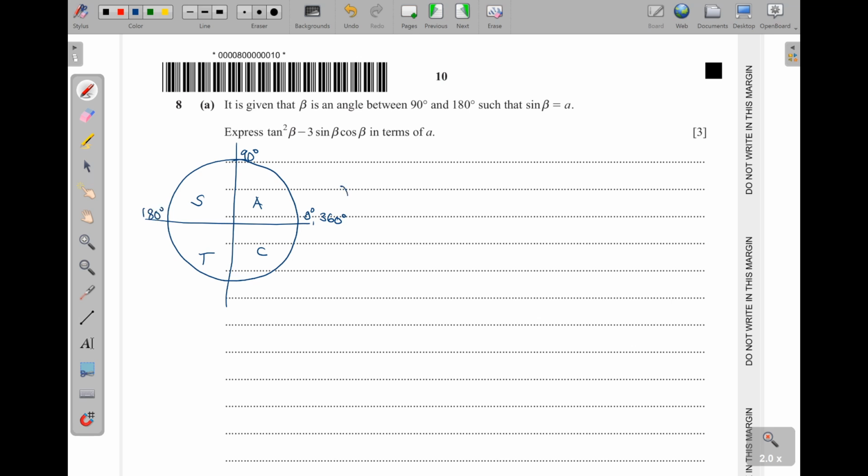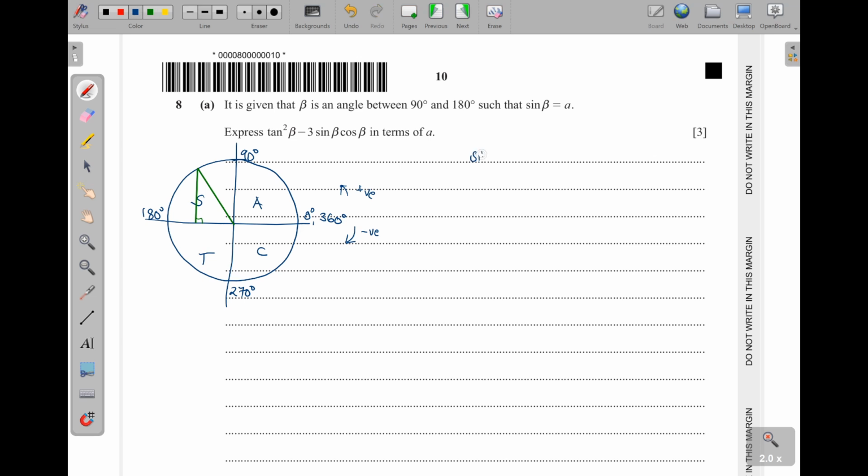When you go anti-clockwise, the angles are positive. Then when you go clockwise, they are negative. Then here 270. Now, since they say that beta is an angle between 90 and 180, I'm going to draw my triangle in the second quadrant. So it is here. After drawing this triangle, it's a right angle triangle, and for right angle triangles, we can use SOHCAHTOA. Since sine beta is given as A, we can have something like this.